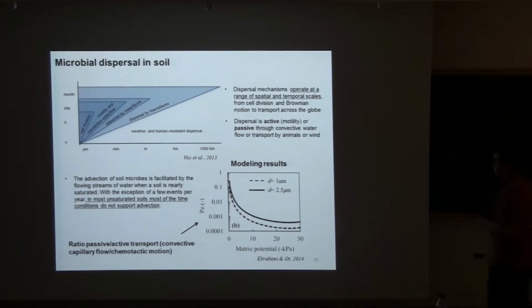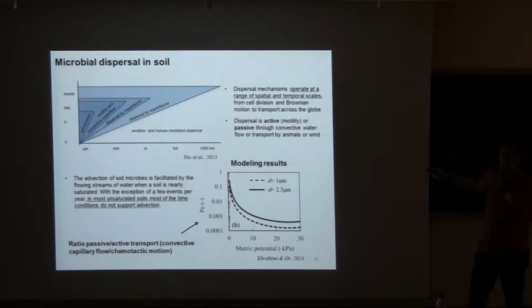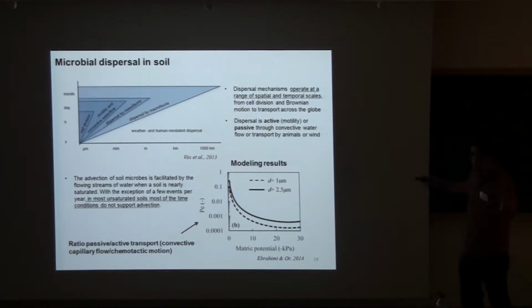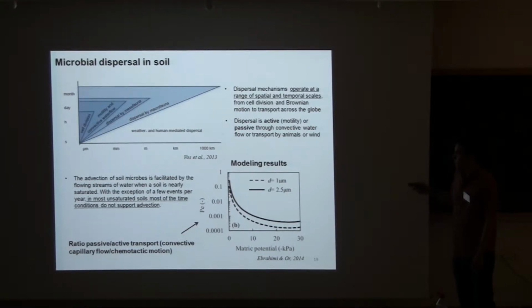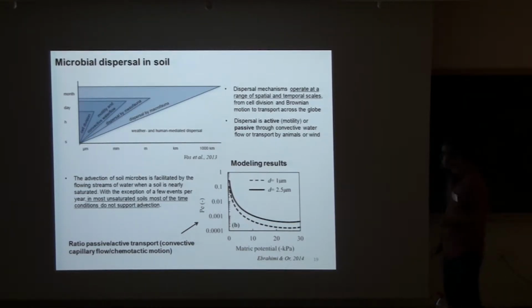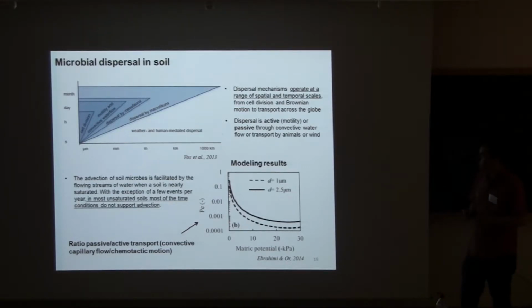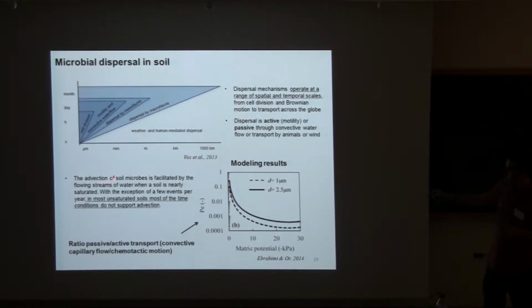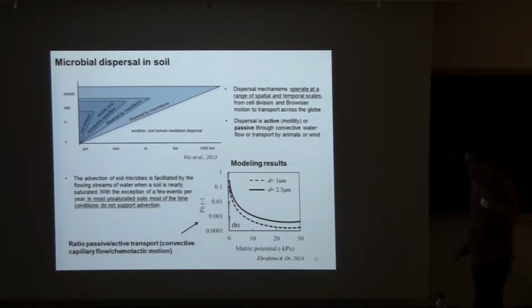We have really these vast scales of processes that all can play a role in the end in the activity of the microorganisms. The dispersal can be active, so when we talk about microbes, we talk about motility, or that can be passive through the water flow or transport by animals or wind. Bacteria can be transported by earthworms, by other small inhabitants of the soil. So you always have to think that there are active and passive processes. What is interesting is that when you think of the advection of soil microbes, it's facilitated by streams of water. But what is expected is that, with a few exceptions, in most unsaturated soil, most of the times, the condition will not support advection.